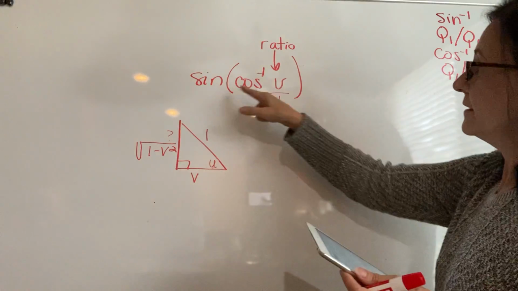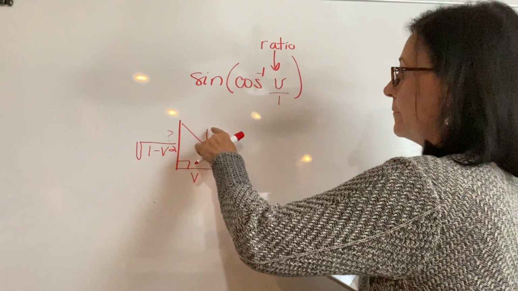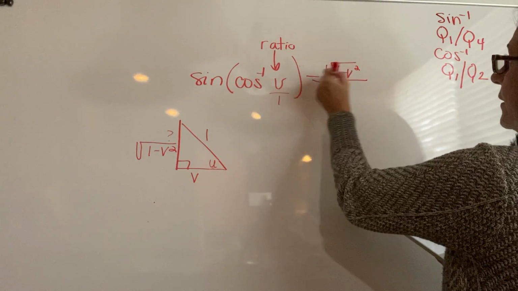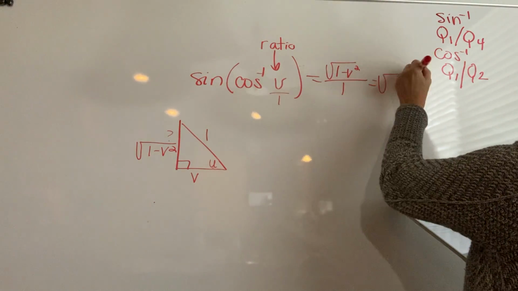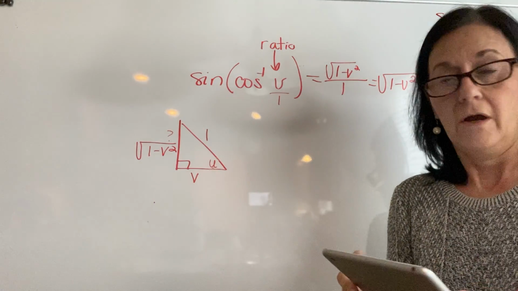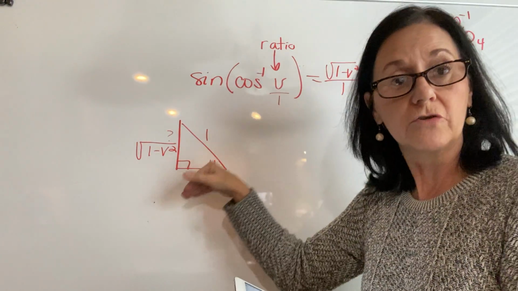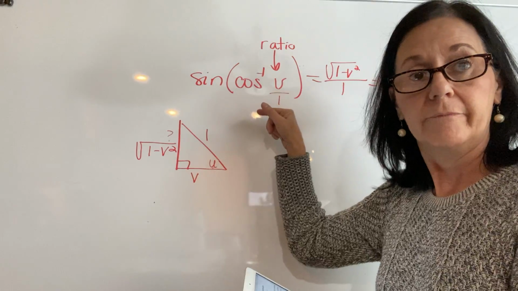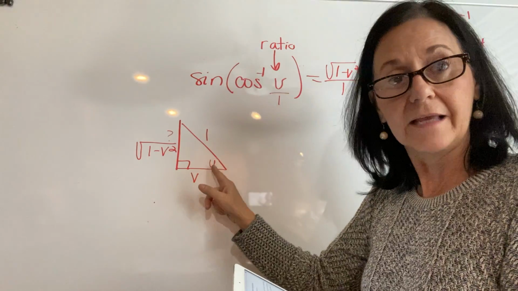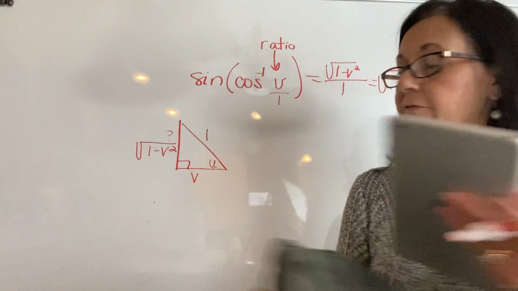So the sine of this angle is going to be the opposite over the hypotenuse. So that is going to equal the square root of 1 minus v squared over 1, which is just the square root of 1 minus v squared. So when you have a problem like this, you're going to actually draw the triangle, do this ratio and solve for the other side. And it's just the sine of that same angle, that same part of the triangle.